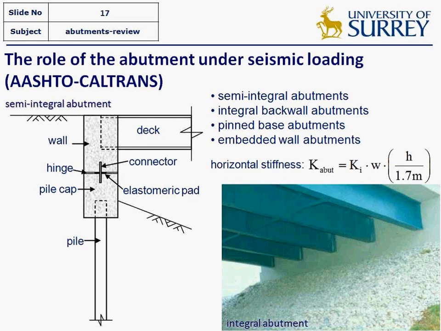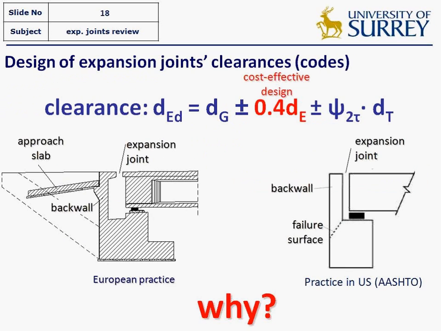There have been quite a few studies on the semi-integral abutment concept, which is a stub-type abutment that is connected through a connector, which is in fact a hinge, to the pile cap and the piles. And this hinge effectively reduces the bending moments of the piles, so the piles are not susceptible to fatigue loads, like bending loads, constrained movements and constrained shear stresses.